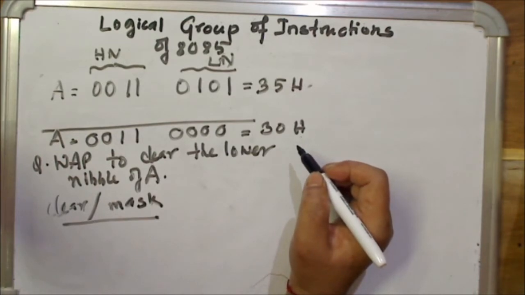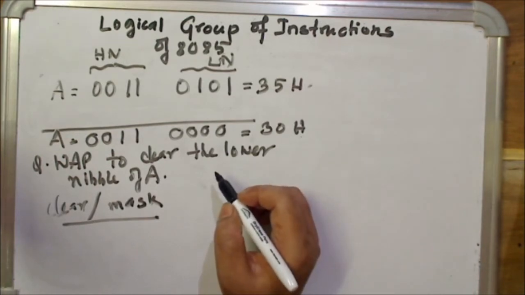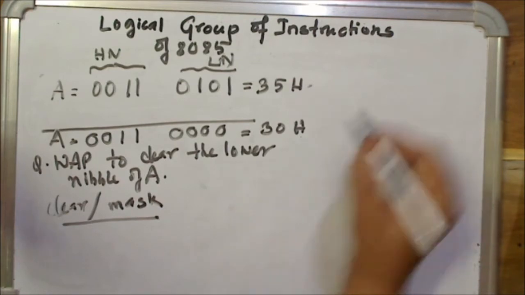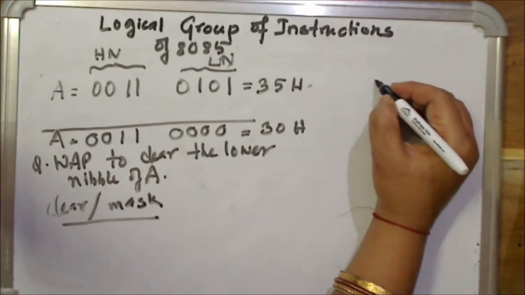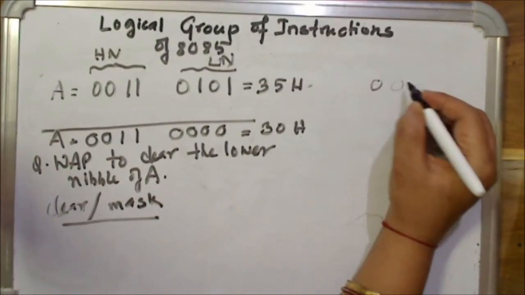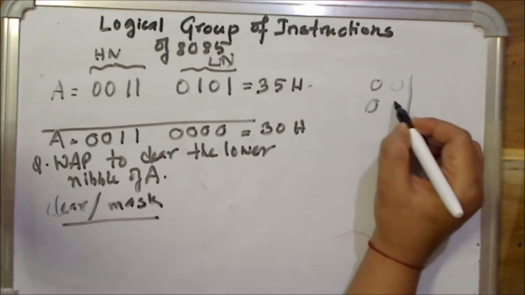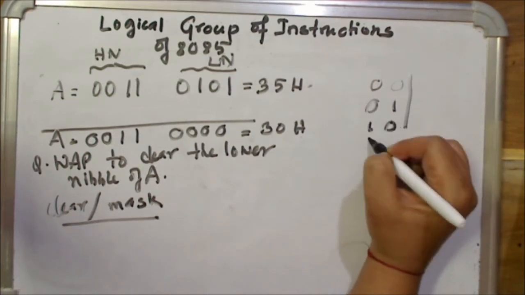Okay, what you have to do? You have to use the logical instruction. Now which logical instruction you will use? See here, the truth table of AND. What does it say? 0 0 0, 0 1 0, 1 0 0, 1 1 1.